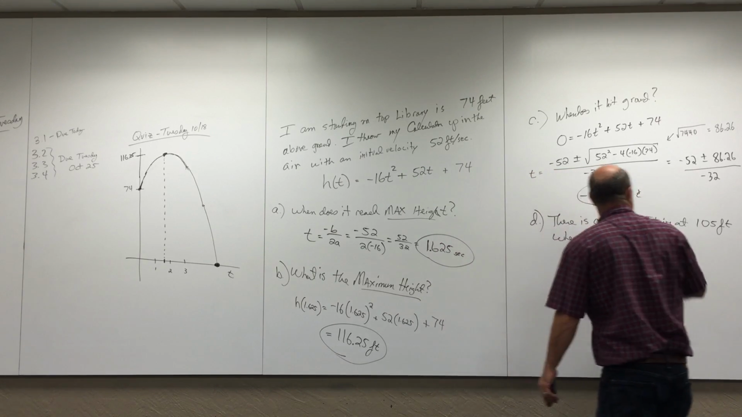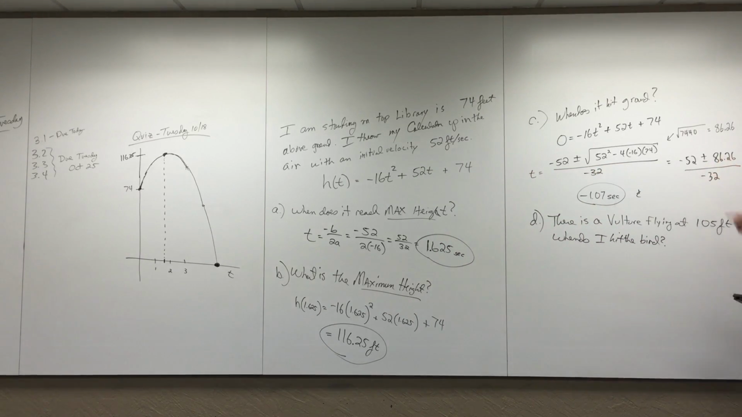Let's do the minus version. If I subtract that, negative 52 minus the 86.26, do it slow and careful, and then divide by the negative 32. Now I'm getting a 4.32.